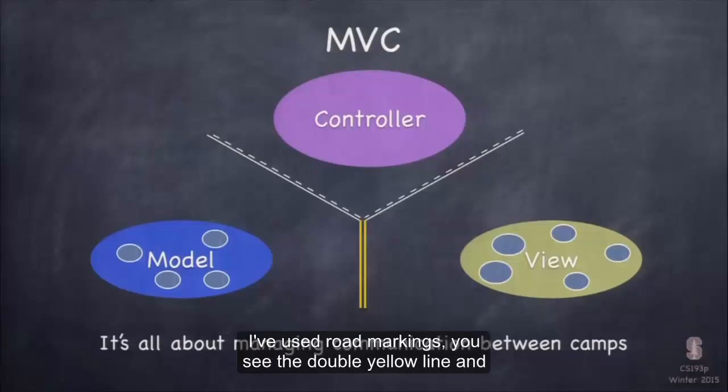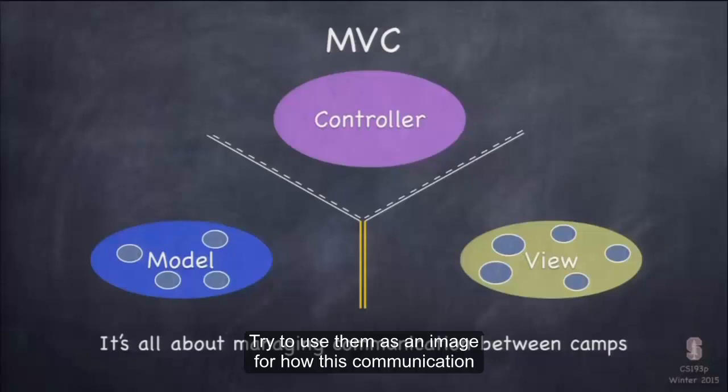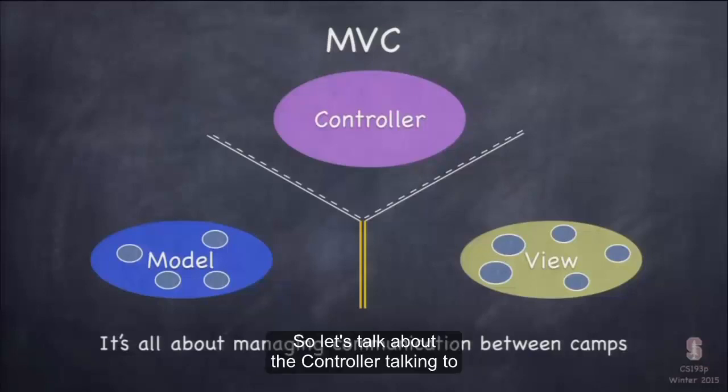And I've used road markings. You see the double yellow line and then the dashed white line. So that's like you're driving in your car. Try to use them as I have an image for how this communication happens, where it's allowed, where it's not allowed. Okay? So let's talk about the controller talking to the model.